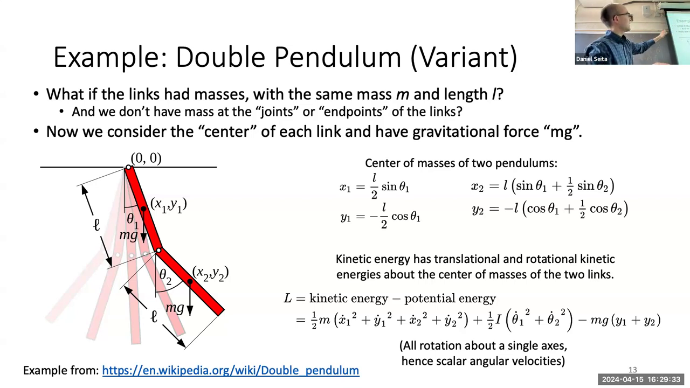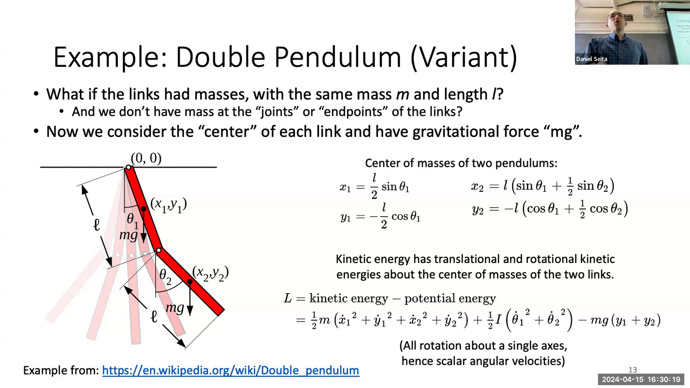The other assumption we have to make is that the mass is evenly distributed throughout the link, because if it's not, you have to do some other calculation. But let's just assume the links have the same length and the same mass to make the calculation easier. Then the question is, how do you compute the equation of motion for that? Computing the equation of motion means you compute the kinetic energy and potential energy, form the Lagrangian, and then take a bunch of derivatives to get your equation of motion.